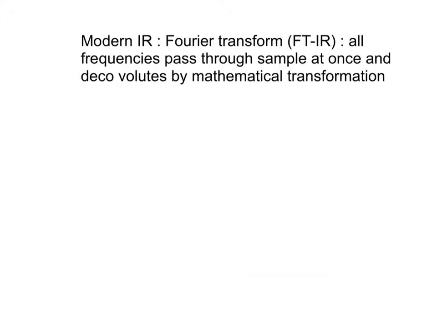Modern IR utilizes a concept called Fourier transformation, in that all frequencies of light in the IR region are passed to the sample at one time. And this is incorrect here. It should be deconvoluted by mathematical transformation. So that is really what's happening. You pass all light through the sample, and then various mathematical transformations will be deconvoluting that and produce the IR that we're used to. So the question becomes, well, what does it measure?